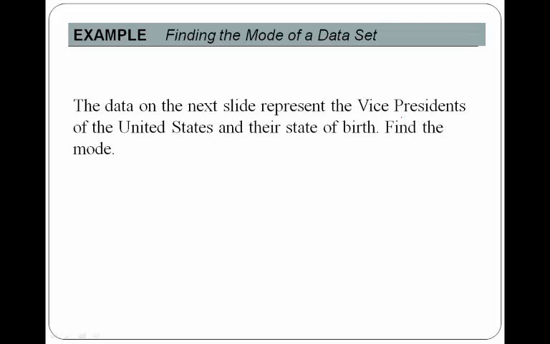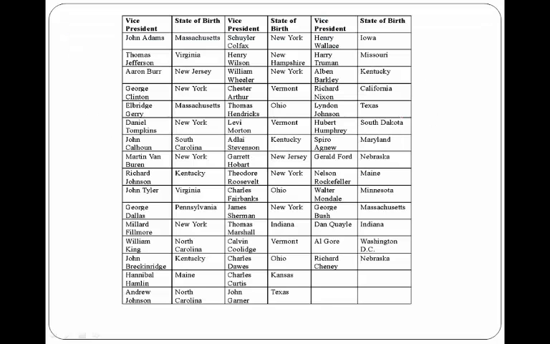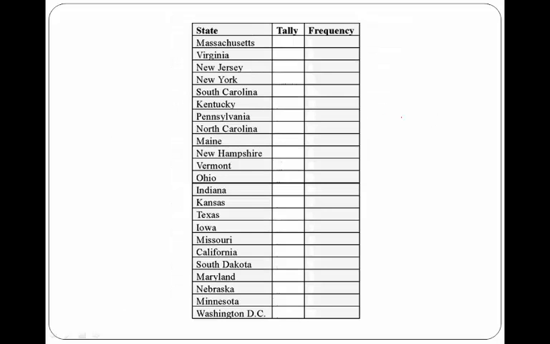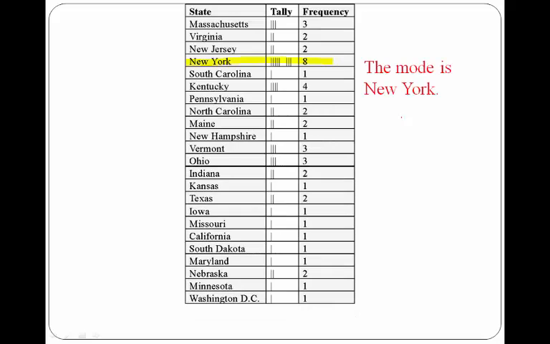number. The data on the next slide represent the vice presidents of the United States and their state of birth. Find the mode. So we would make a list of all the states and tally the number of presidents from each state. The mode is New York because it had 8 presidents.